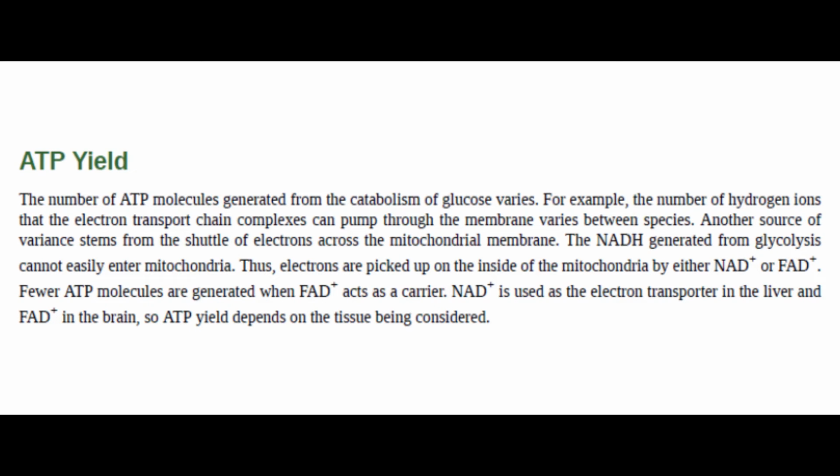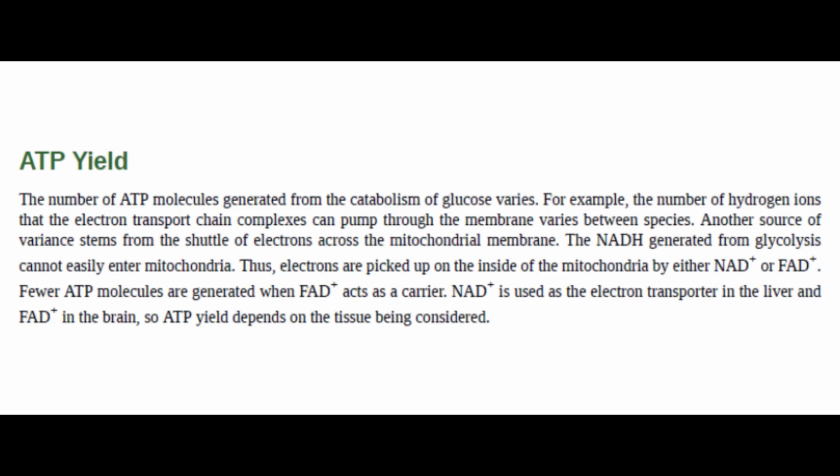ATP yield. The number of ATP molecules generated from the catabolism of glucose varies. For example, the number of hydrogen ions that the electron transport chain complexes can pump through the membrane varies between species. Another source of variance stems from the shuttle of electrons across the mitochondrial membrane.